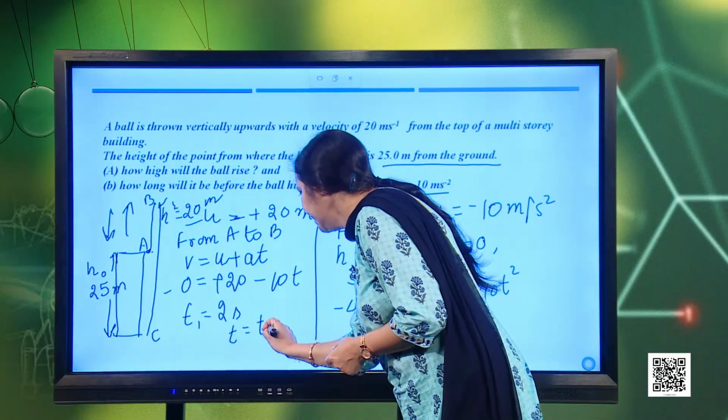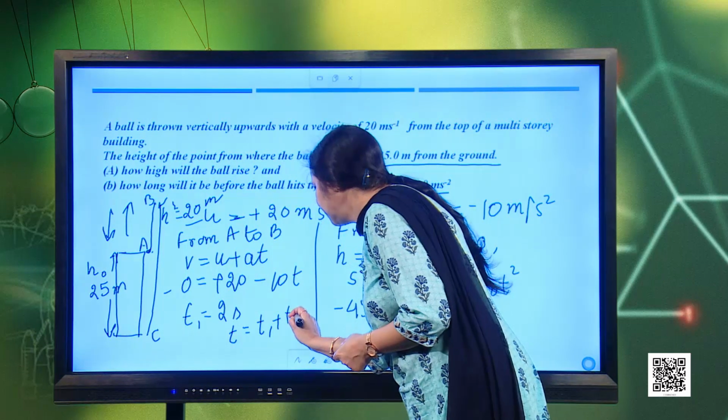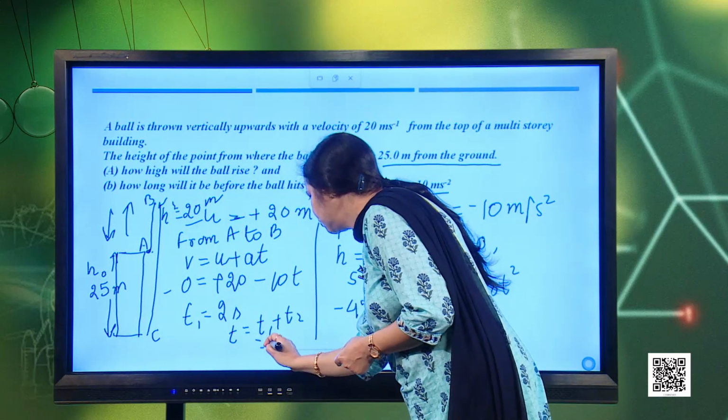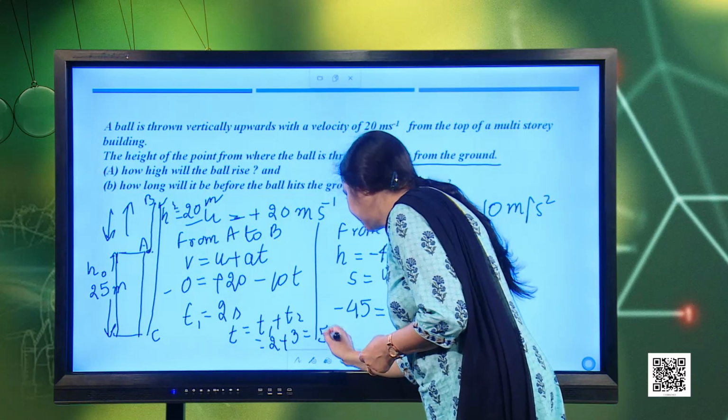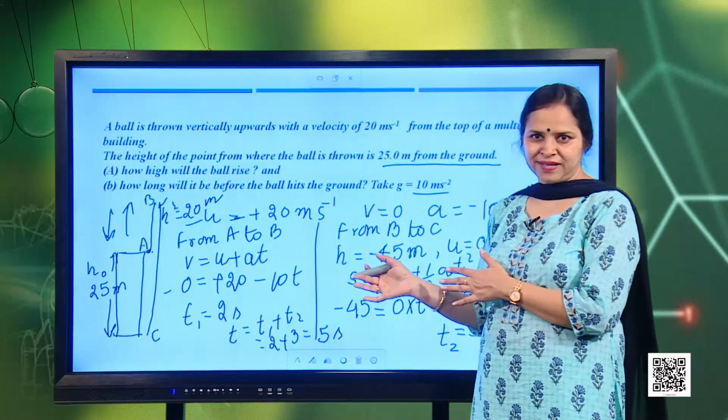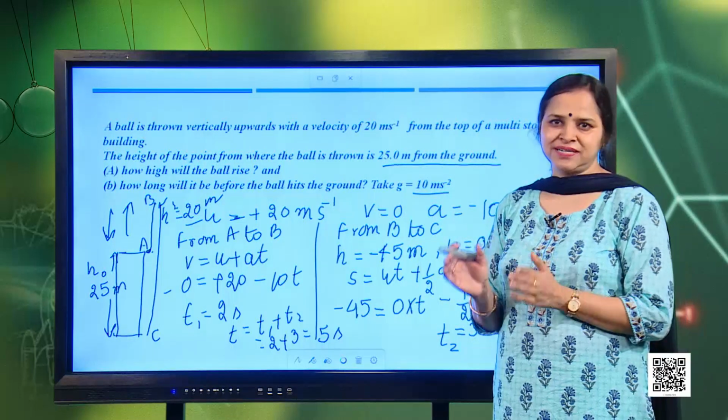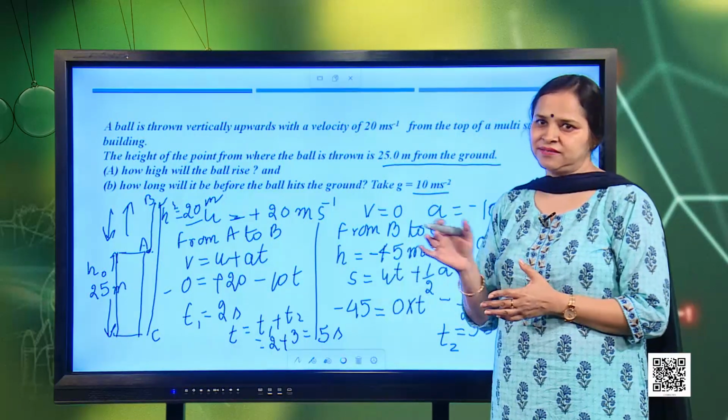So that is how we get total time as T1 plus T2, which will be equal to 2 plus 3, which is equal to 5 seconds. So this is the first method of calculating the total time taken by the ball to reach the ground.